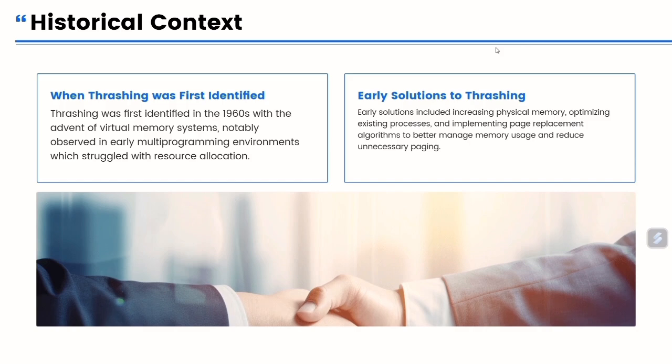What are the early solutions to thrashing? Early solutions included increasing physical memory, optimizing existing processes, and implementing page replacement algorithms to better manage memory usage and reduce unnecessary paging.